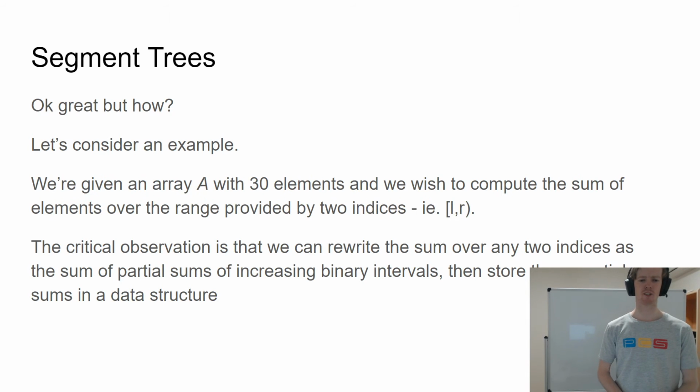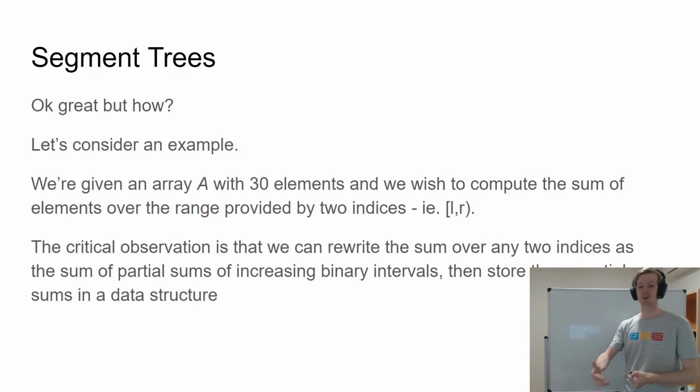Cool. So exactly how can we do a sum over a range provided by two indices? Well, if you recall from divide and conquer, the idea was always to split our problem into partial problems that we can solve quickly. So how about we rewrite the sum over any two indices as the sum of partial sums with increasing binary intervals.